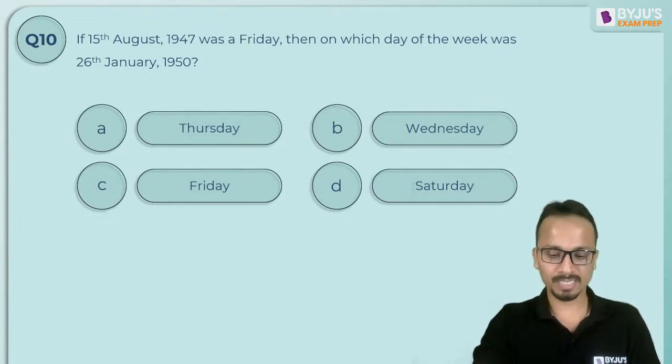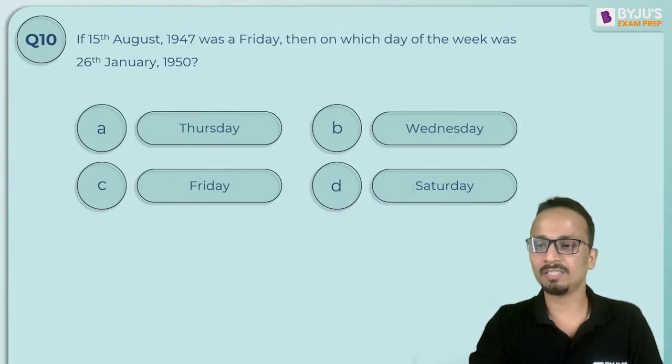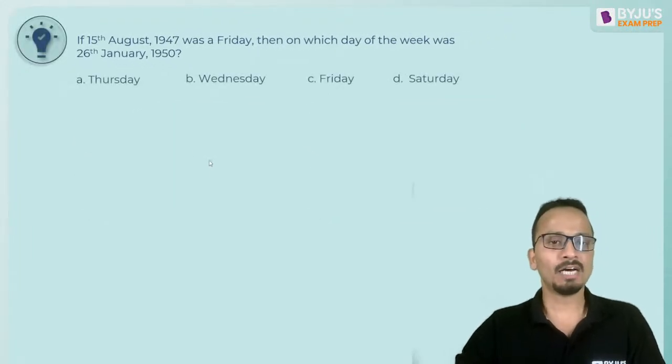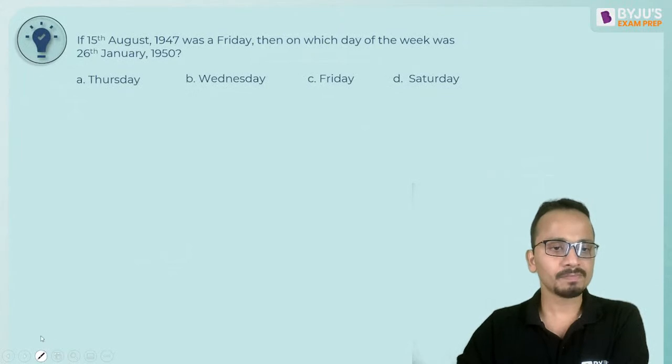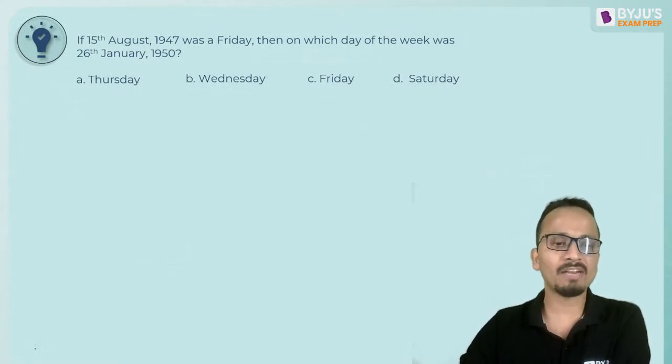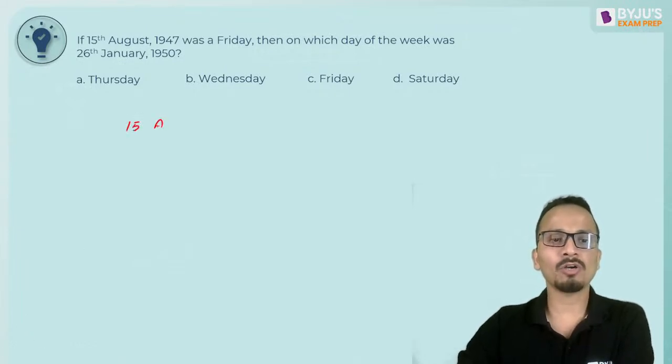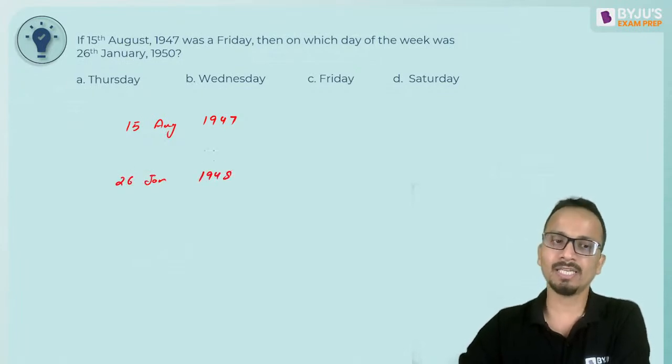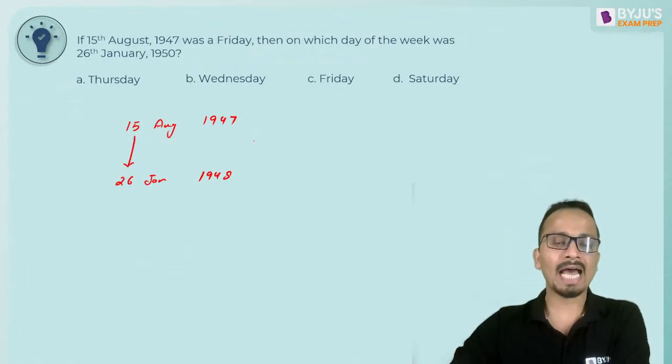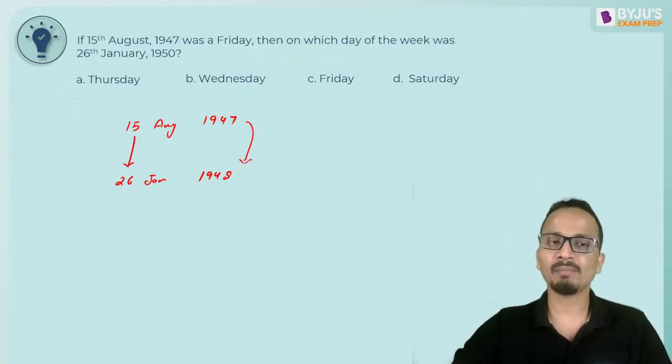All right, let's check what should be the answer. Now 15th of August 1947, and from here we want to move on to 26th of January 1950. We are at 15th of August 1947, and let's move from 15th August 1947 to 26th of January 1948. And in this, we will be finding the number of odd days.